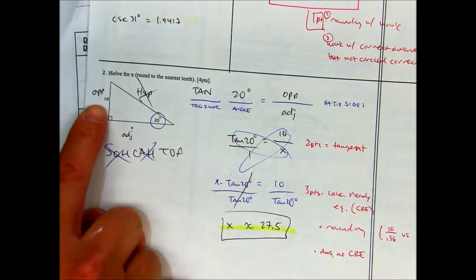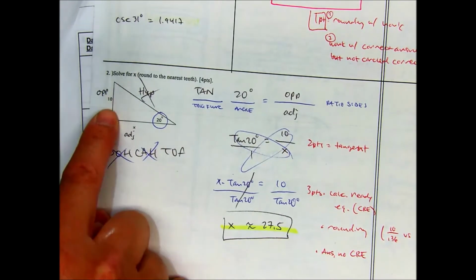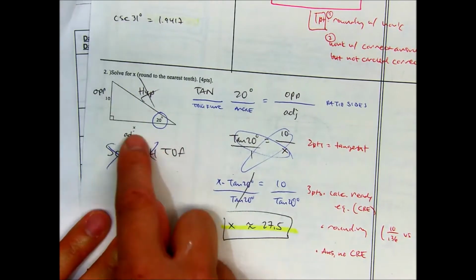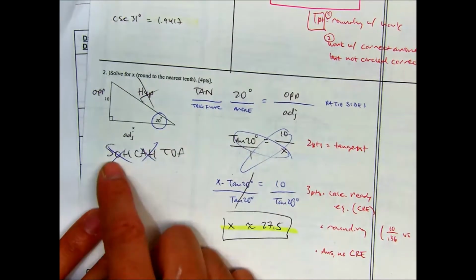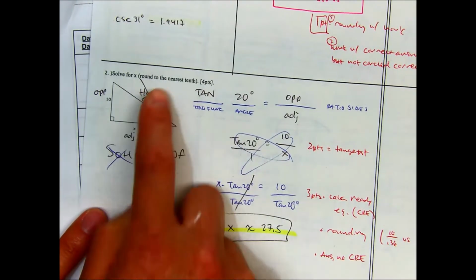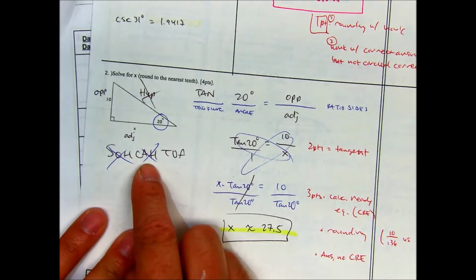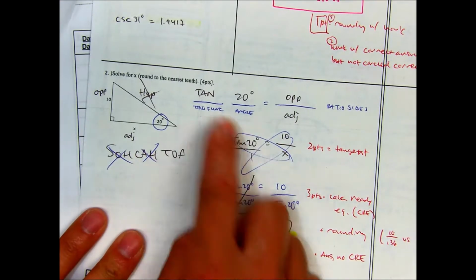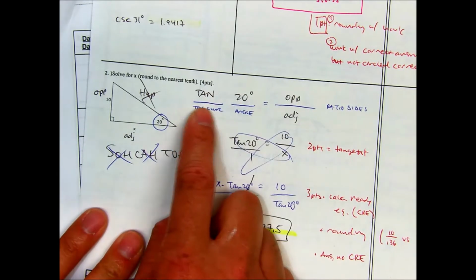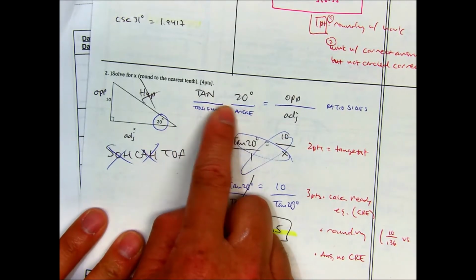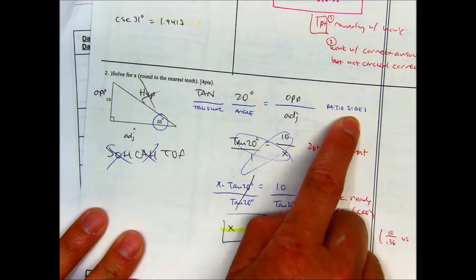So I have numbers written at 10 here. So that's the opposite side. The adjacent is x. I don't need the hypotenuse, that's why I crossed it off. And in SOHCAHTOA, I can cross off anything that has the hypotenuse. So therefore, I'm going to be using tangent. Tangent of 20 degrees equals the opposite over the adjacent. The trig function, which is always right next to the angle, is equal to the ratio of its sides.